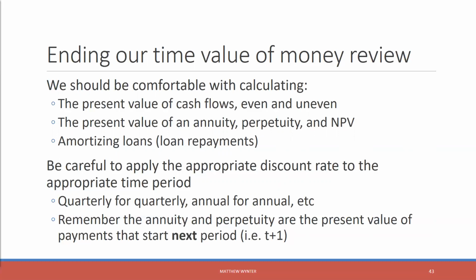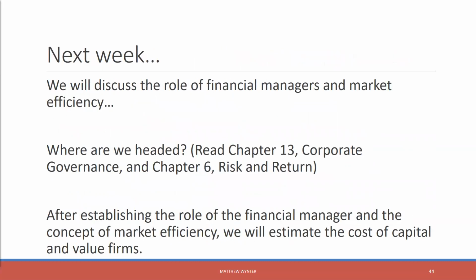We want to be careful to apply the appropriate discount rate for our time periods. So quarterly for quarterly, annual for annual. You always want to make sure that your time periods match. And remember, the annuity and perpetuity are the present value of payments that start next period. So time T plus 1.